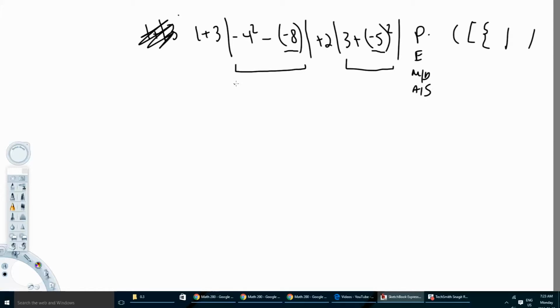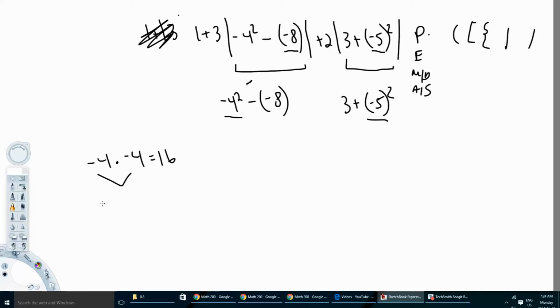So we have here minus 4 squared minus 8. Then we have 3 plus minus 5 squared. Now here, once again, they're going all out and making it super difficult. What's the difference between this and this? Now, when we square anything, normally it should be a positive number, right? So let's say I take minus 4 multiplied by minus 4. That's 16. If I take 4 multiplied by 4, that's 16.